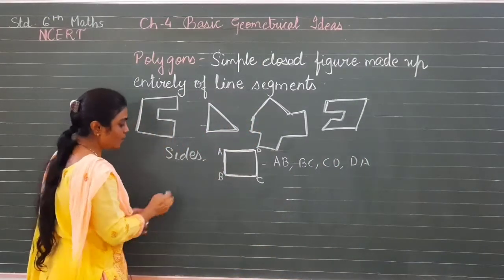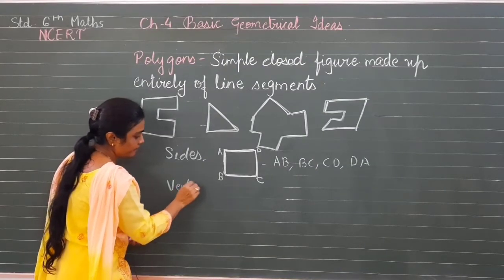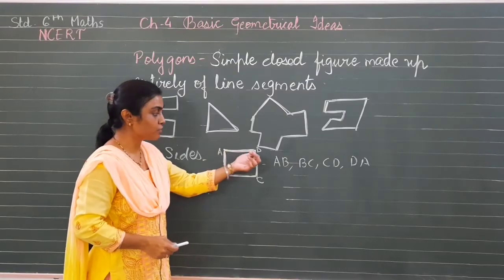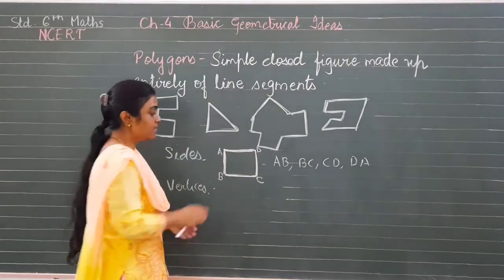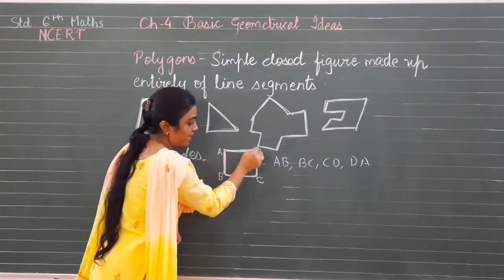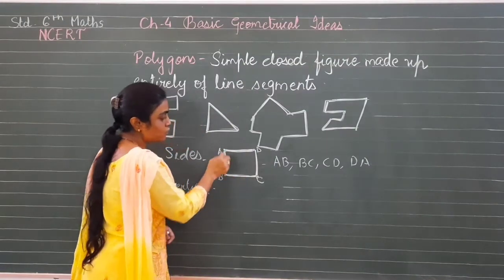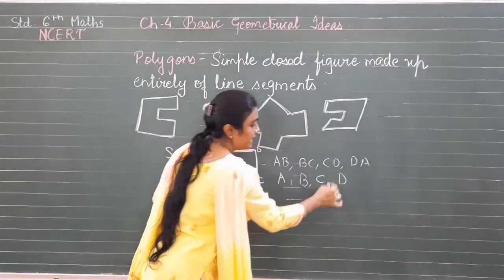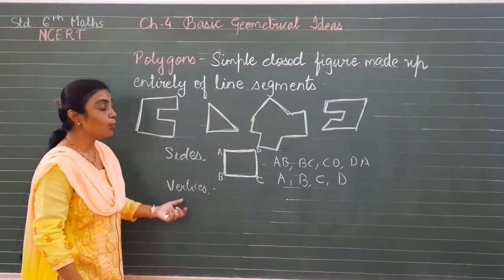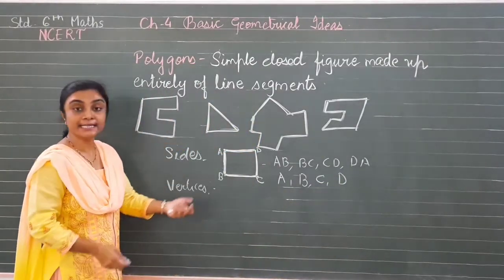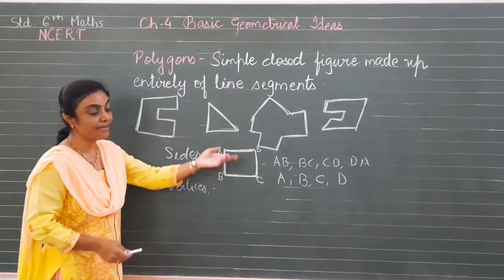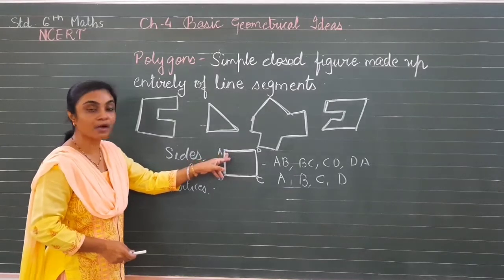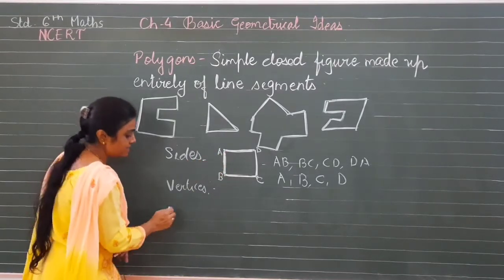Now let us see the vertices. Vertices means the corner points. These are the corner points which share a line segment. So points A, B, C and D are called the vertices. In singular it is vertex and in plural form it is vertices, which meet at a common point and share a common point. Next one is diagonals.